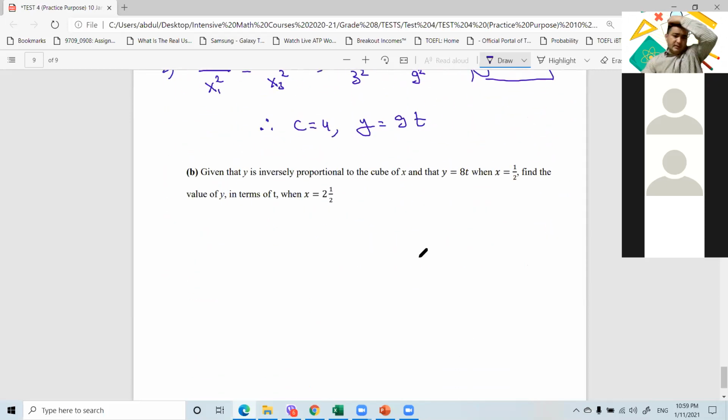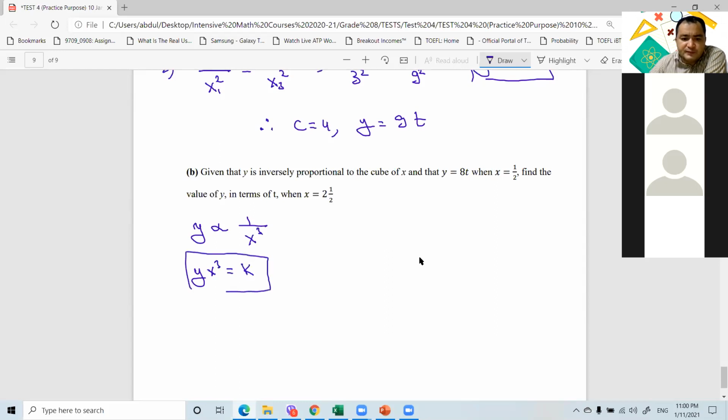All right. The last question: given that y is inversely proportional to the cube of x. What does it mean? It means that y is inversely proportional to x cubed. And that means that here y times x cubed is a constant number. Okay, because inverse proportion means the product is constant. It says that y equals 8t when x equals half. So y equals 8t when x equals half. That's 1 over 2 cubed. That's equal to k. Now from here we can find our k.